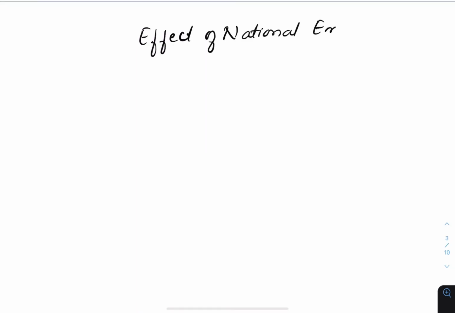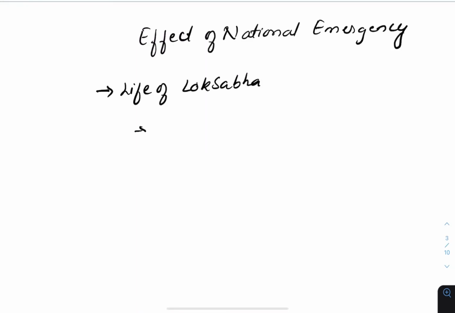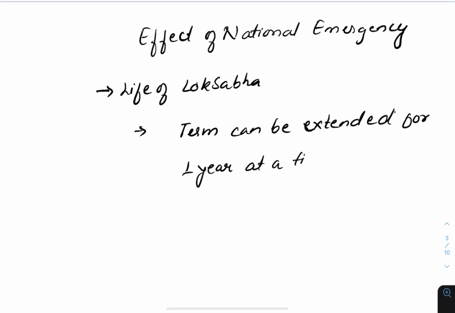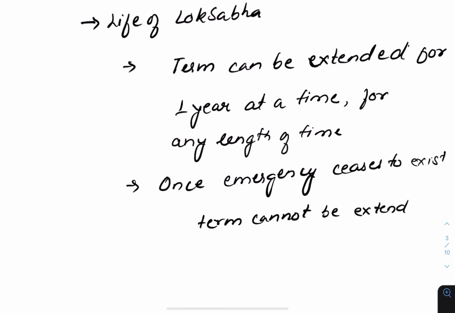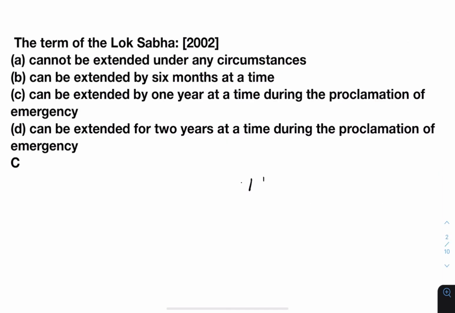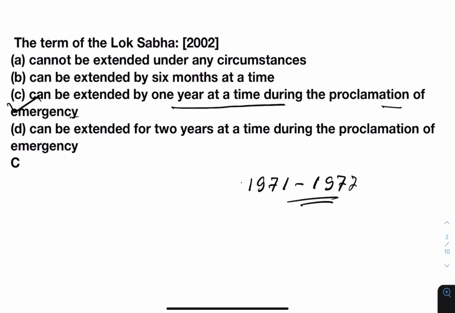When there is a national emergency in operation, the life of the Lok Sabha may be extended beyond its normal term by a law of parliament for 1 year at a time for any length of time. However, this extension cannot continue beyond a period of 6 months after the emergency has ceased to operate. For example, the 5th Lok Sabha 1971 to 1977 was extended 2 times by 1 year at a time. So the answer will be C, can be extended by 1 year at a time during the proclamation of emergency.